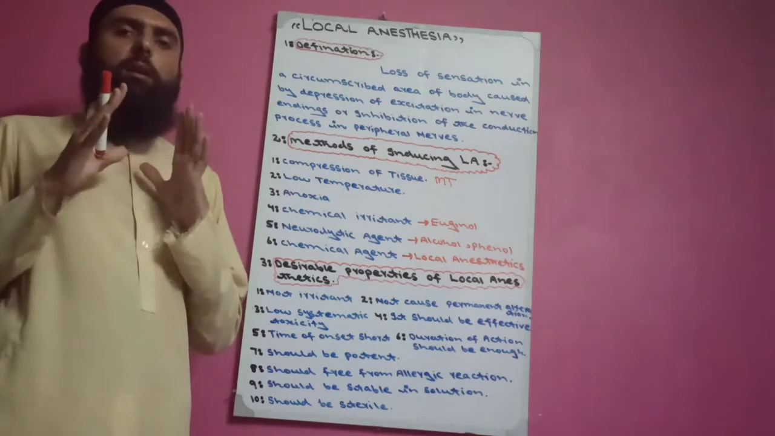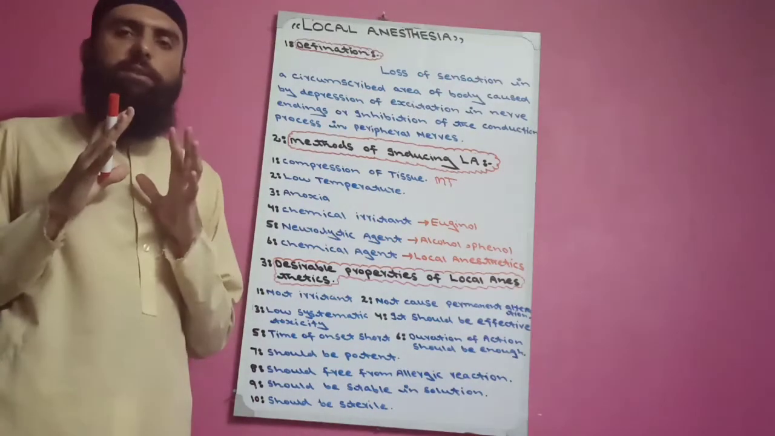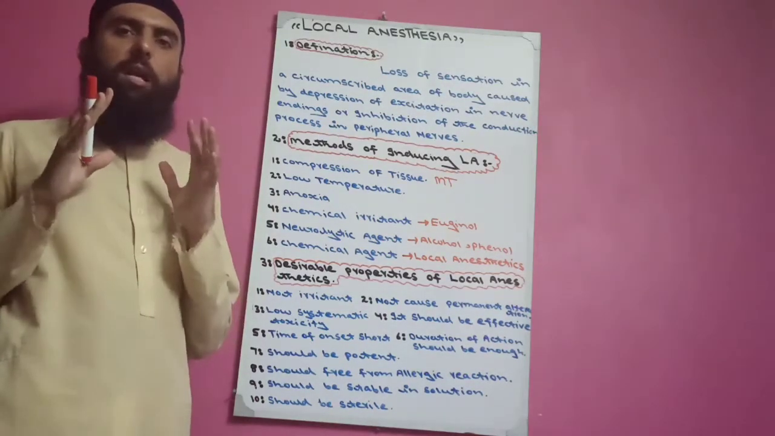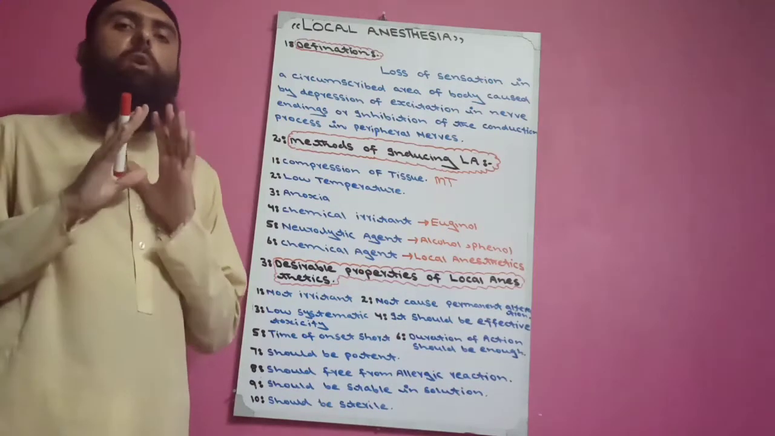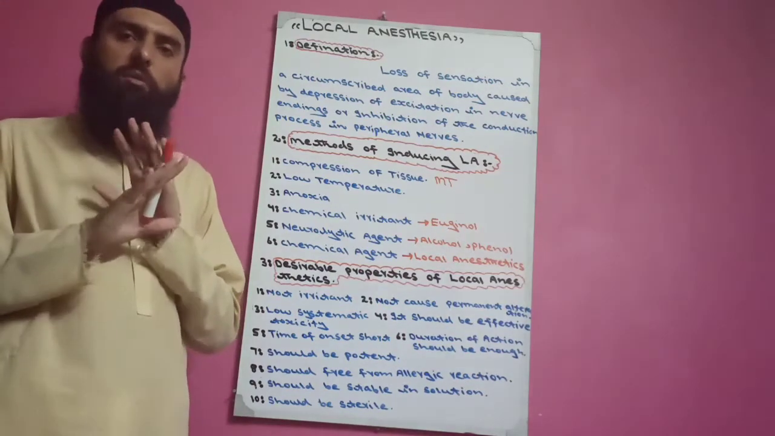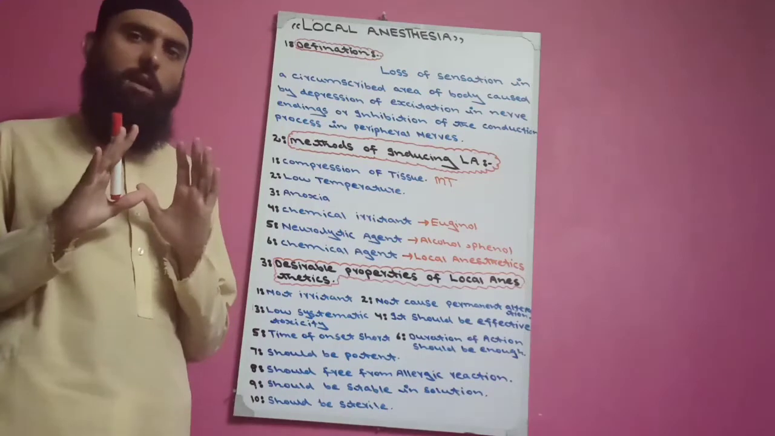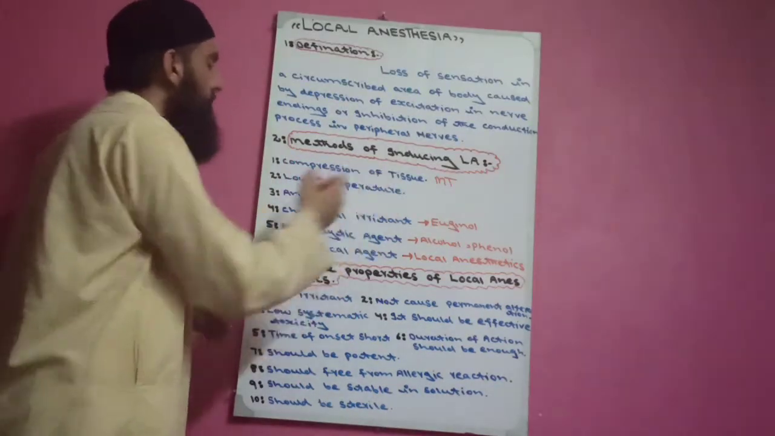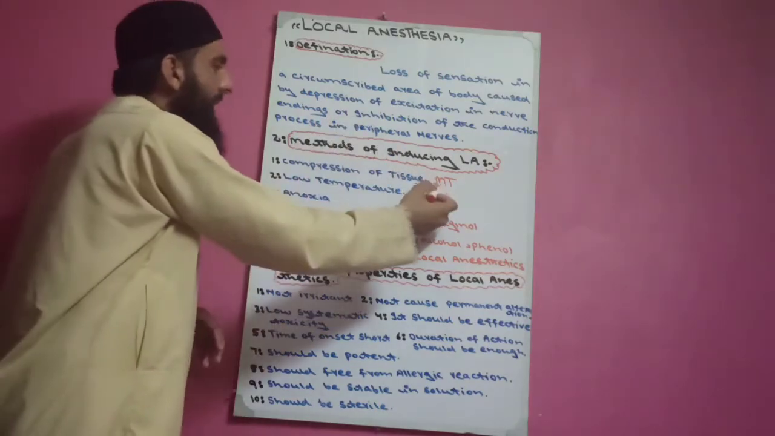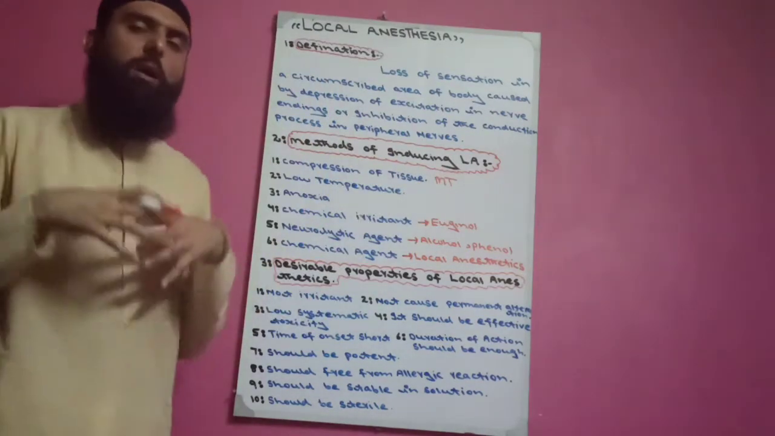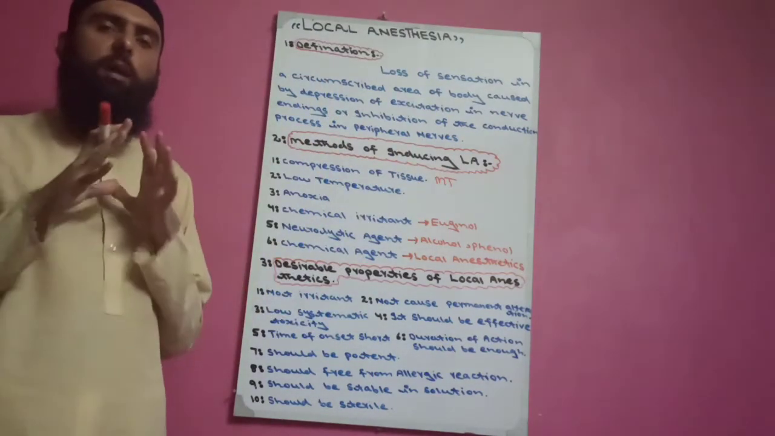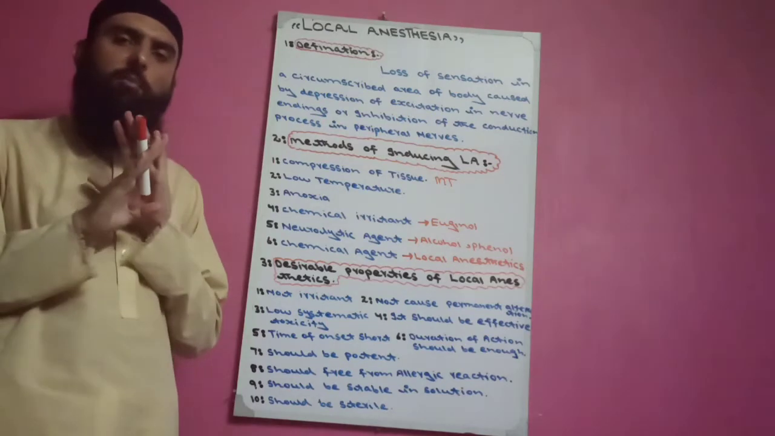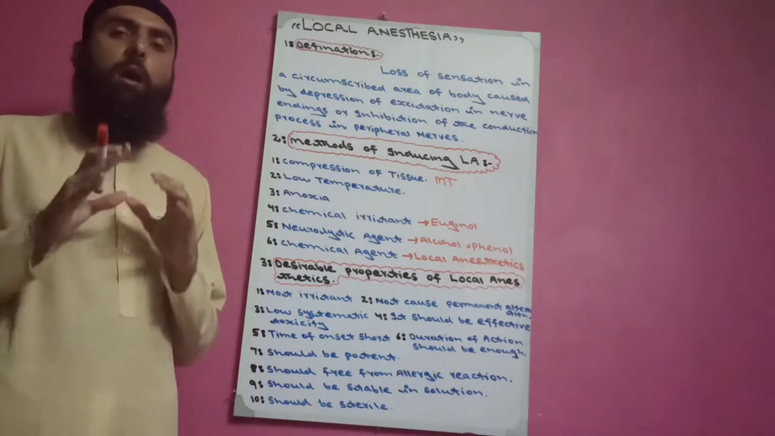Now there are 6 methods for inducing local anesthesia, meaning to produce loss of sensation in a specific area of the body. Number 1 method is compression of tissue or mechanical trauma. Now, how does loss of sensation occur due to compression of tissue or mechanical trauma?